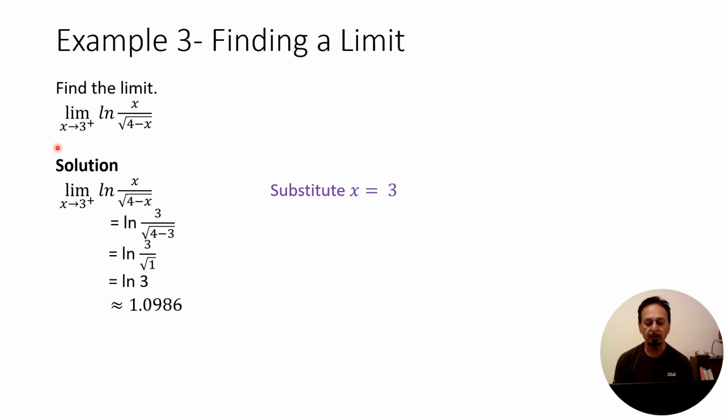Example 3, find the limit as x approaches 3 from the right of natural log of x over the square root of 4 minus x. We can substitute x equal to 3 directly here. So we have natural log of 3 over square root of 4 minus 3, which is natural log of 3 over square root of 1, which is natural log of 3, and this is approximately 1.0986.